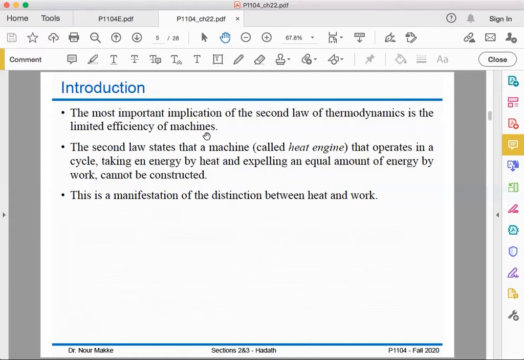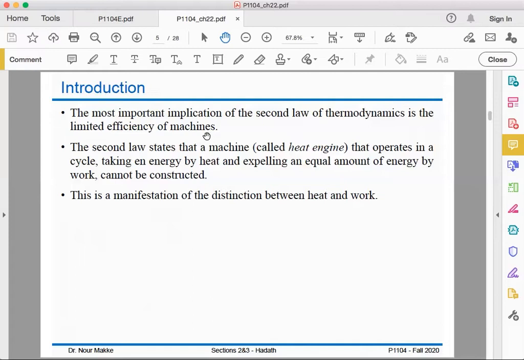مما يعني إنه إذا في عنا if you have a given machine that operates in a given cycle, and we have seen what is a cycle previously in the previous chapter, and if this machine takes energy by heat and it expels energy by work, يعني بتاخد heat وبتعطيكم work بدل الهيت، ما ممكن تطلع نفس كمية قد ما عم تاخد هيت قد ما عم تعطي work.